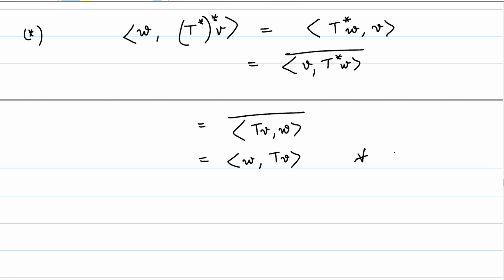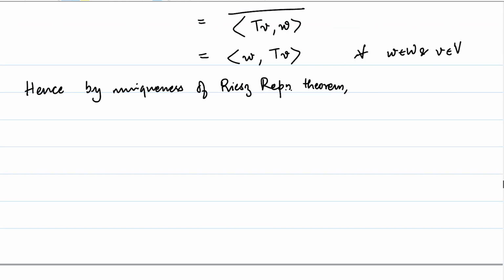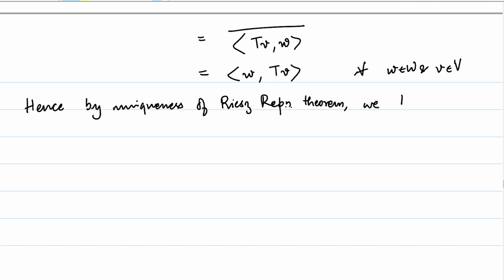So notice that this is true for all W in capital W and V in capital V. So therefore, what can we conclude? Hence, by the uniqueness of the Riesz representation theorem, we have T star star of V is equal to TV, i.e. T star star is equal to T. So that's something nice.